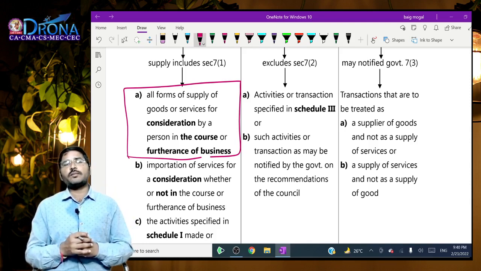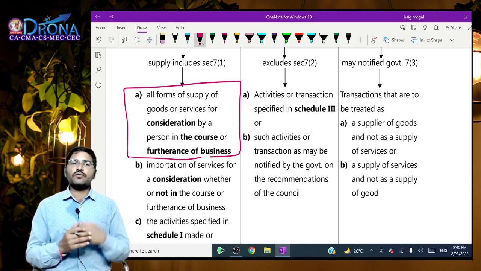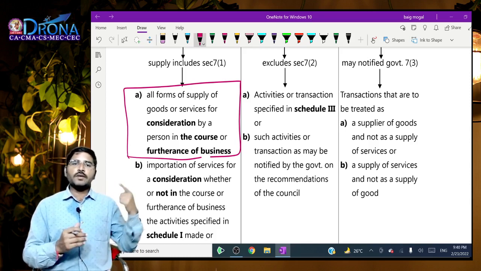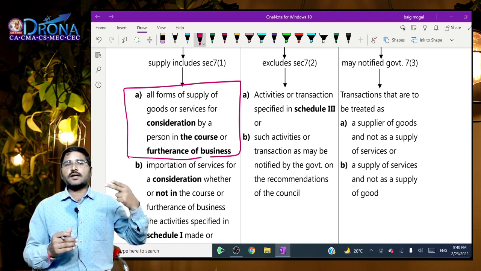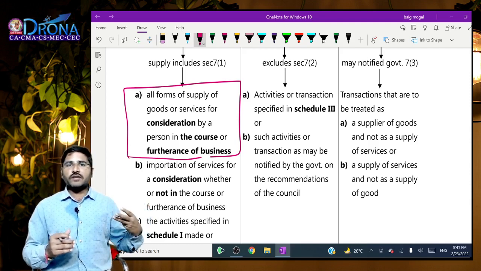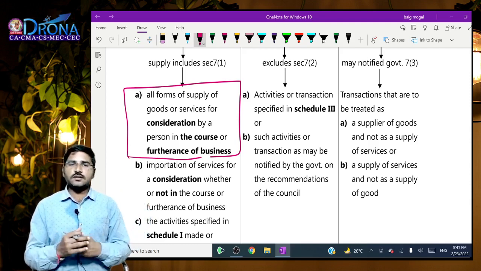And the second one, supply should be made for a consideration. There are 4 forms of consideration. The first one, consideration may be in money; consideration may be in kind; consideration may be the monetary value of any act; and the fourth one, forbearance of an act.